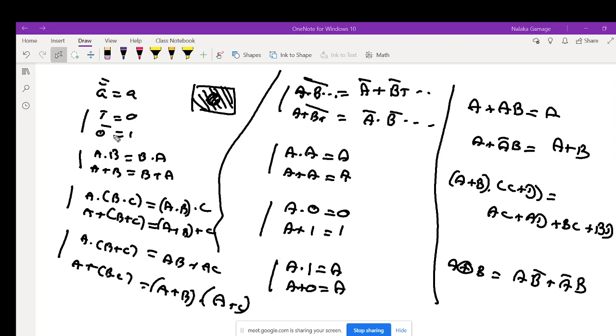So here also dual. Just change dot to plus, 0 to 1, 1 to 0, and you are getting the dual. So don't think that this is a large number of things. These are just a few things with duals. Right now, let's do this paper, because without remembering these things, it's not going to work.